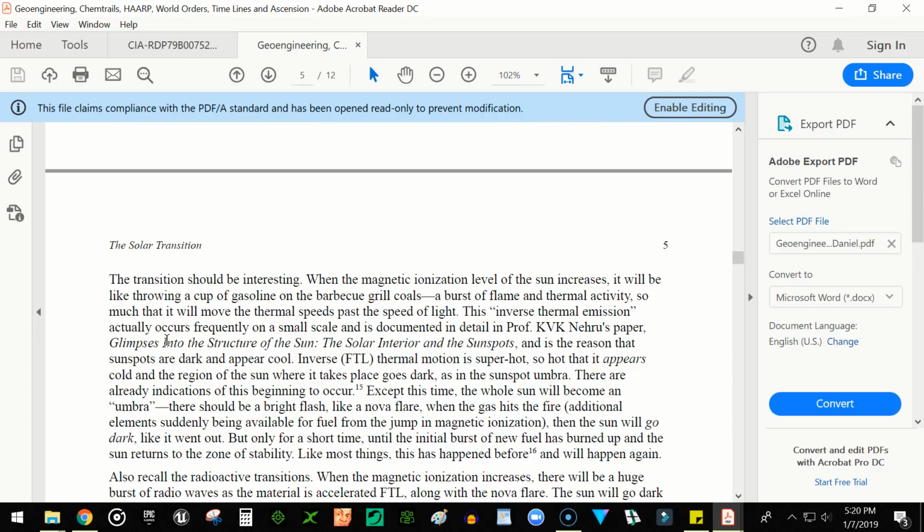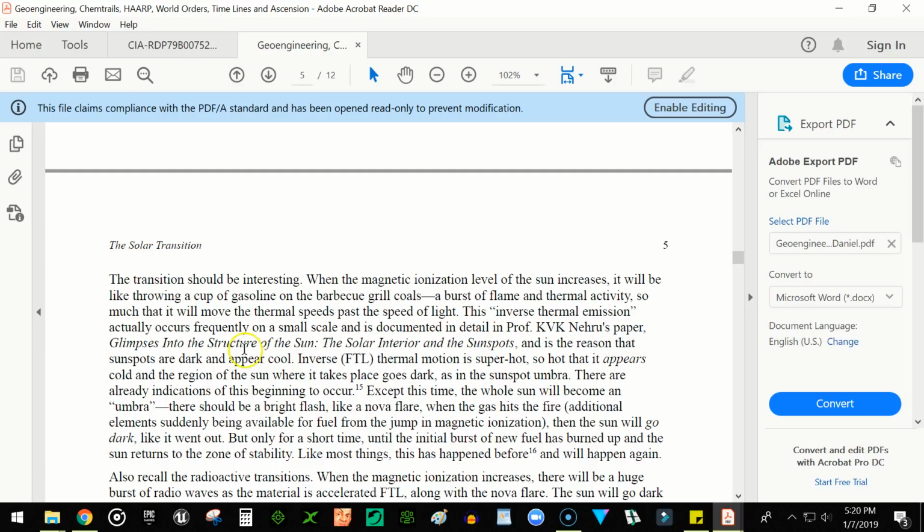The transition should be interesting. When the magnetic ionization level of the sun increases, it will be like throwing a cup of gasoline on the barbecue grill coals. A burst of flame and thermal activity so much that it will move the thermal speed past the speed of light. Okay, if you read further in the document, he quantifies things as FTL or LTL. So it's faster than the speed of light or less than the speed of light. And what that does is change the mass of matter as it approaches that threshold. Okay.